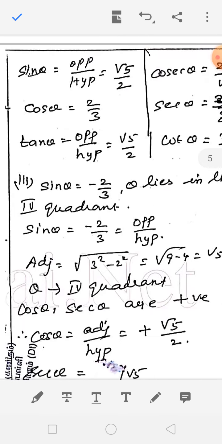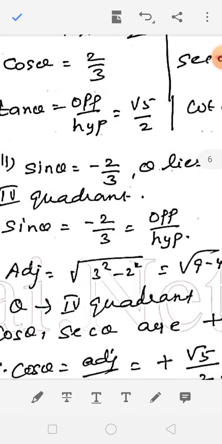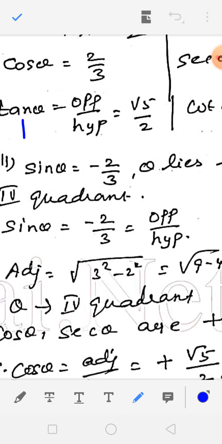Okay, now look at the third sum. Sin theta is equal to minus 2 by 3. So minus 2 by 3. First of all, what is the formula you need to write? Sin formula: opposite by hypotenuse. So the opposite side value is minus 2 and the hypotenuse value is 3. What value do we have to find out? The adjacent value. That's it. So what is the formula? Hypotenuse square is equal to, what is the formula?